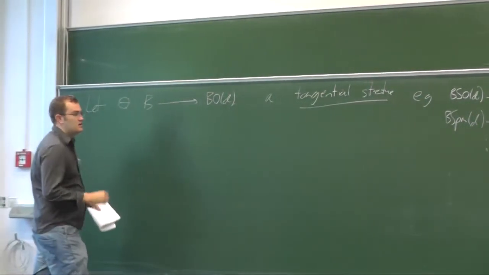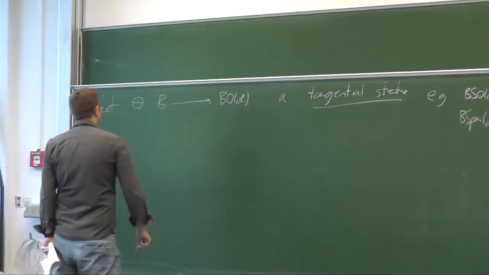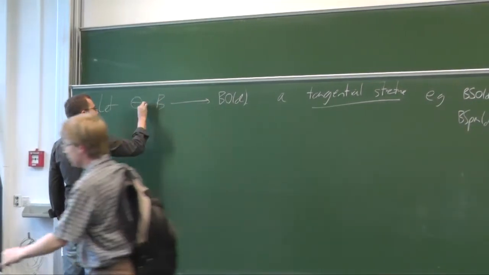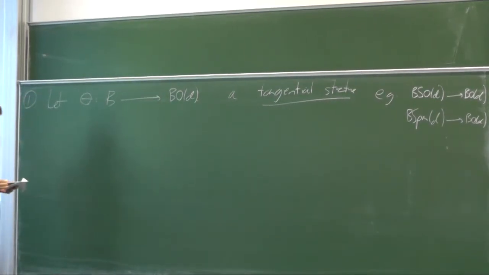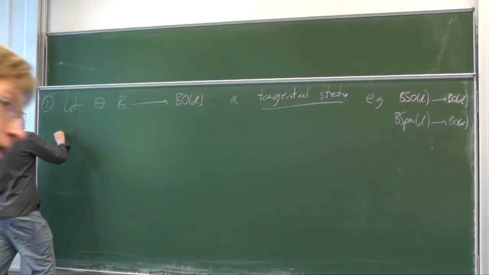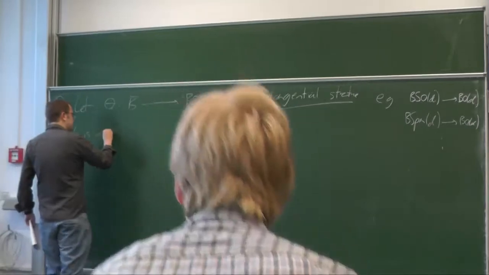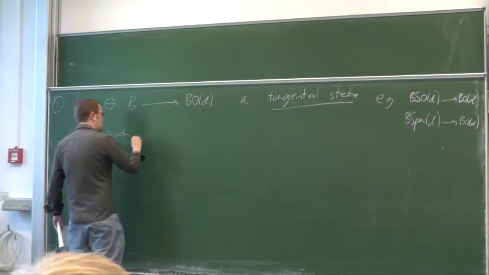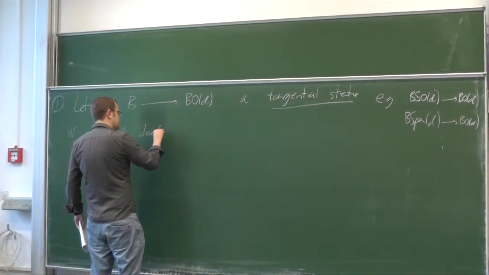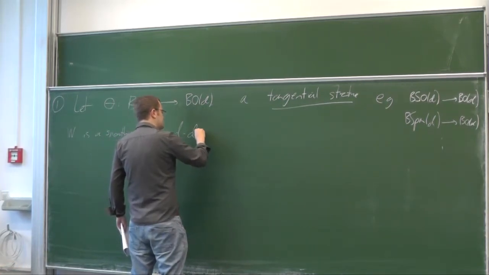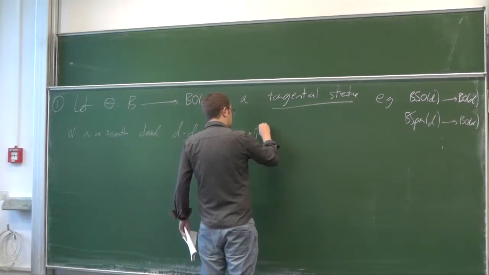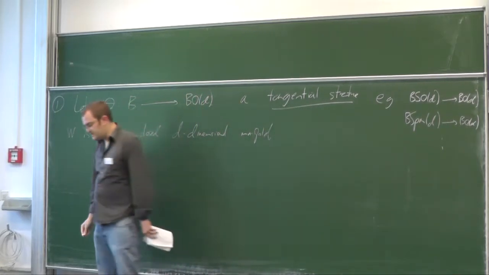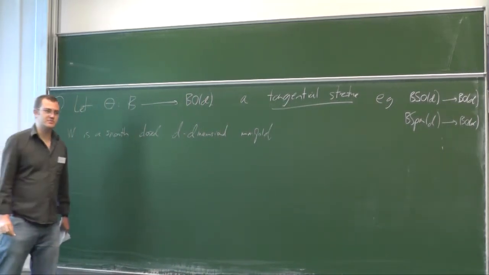Don't you want it to be a fibration, or do you just want an arbitrary map? For now, it's just a map. It can be a fibration later. And if W is a smooth, let's say closed for now, but I will relax this in a second, d-dimensional manifold, then I want to talk about the space of theta structures on W.